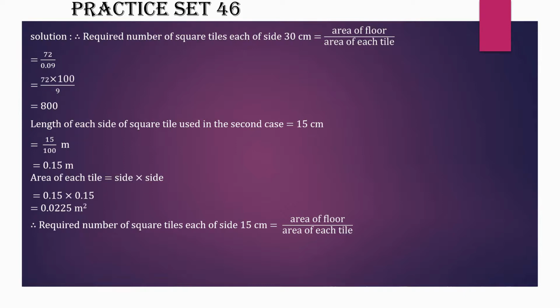Therefore, the required number of square tiles each of side 15 centimeters is equal to the area of the floor divided by the area of each tile, which will be equal to 72 divided by 0.0225, that is equal to 72 into 10,000 upon 225, which is equal to 3,200. So the required number of square tiles each of side 15 centimeters is 3,200.